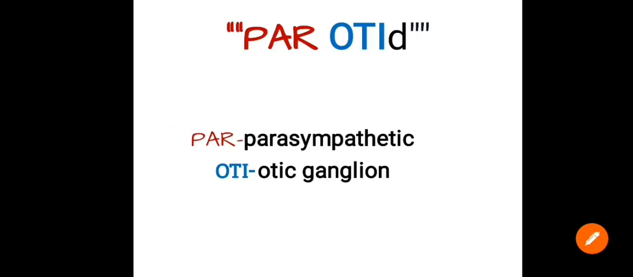You can also remember parotid, right? So PAR is the parasympathetic. So the parasympathetic nerve supply is through the OTI, that is for the otic ganglion, so that you don't get confused with the ganglion. Okay.